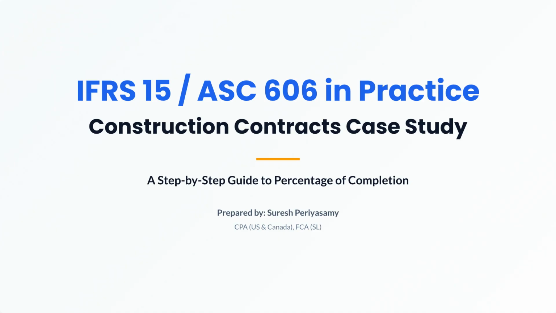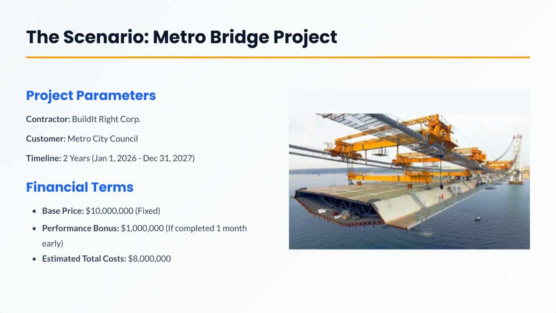Today we are putting theory into practice. We are going to apply the 5-step model from IFRS 15 and ASC 606 to a real-world, long-term construction contract. We will walk through the percentage of completion method, demystify the journal entries, and look at the financial statements. Let's dive in.